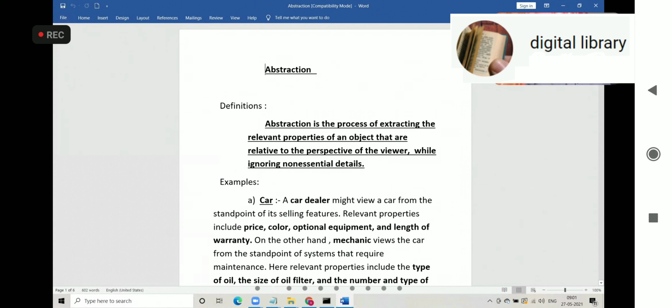Example number 3, a person can be viewed by a doctor or an employer. When a person goes to a doctor, what will the doctor see? Age, weight, medical history, blood group. That's it. Will the doctor see his attitude? Will the doctor see his qualification? No. But if the same person goes to an employer, the employer will see attitude, experience, qualification, and so on. So this is abstraction example number 3.